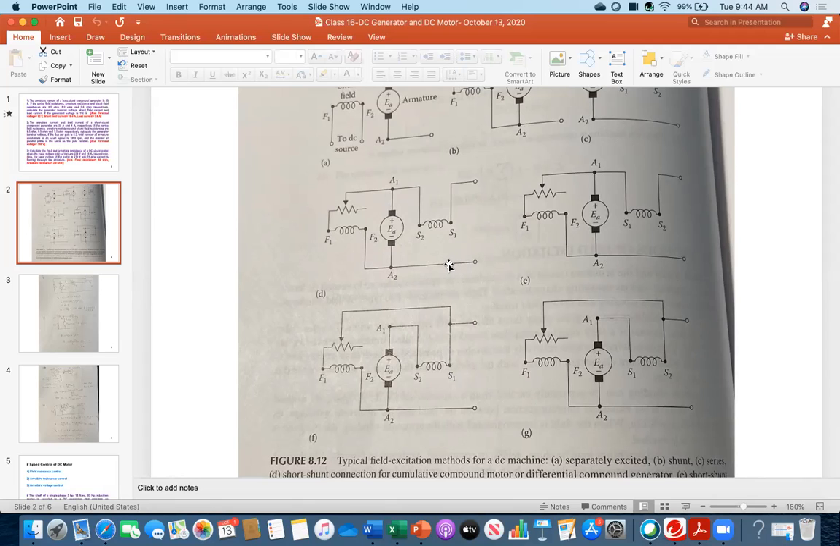It's the same thing. There is a series field, and then this is the shunt field. The one thing not shown here is that you need to draw the armature resistance between point A1 and this brush. So you need to draw a resistance.